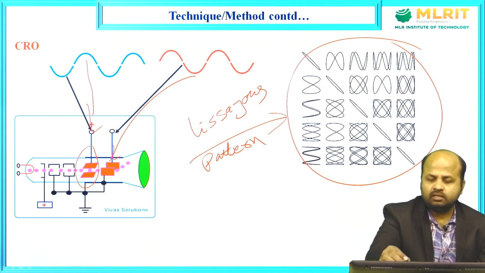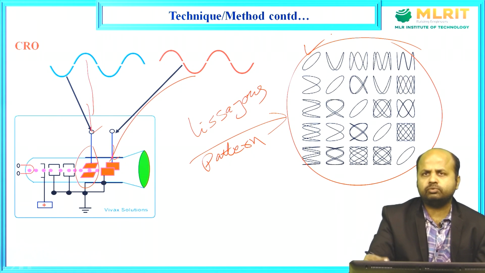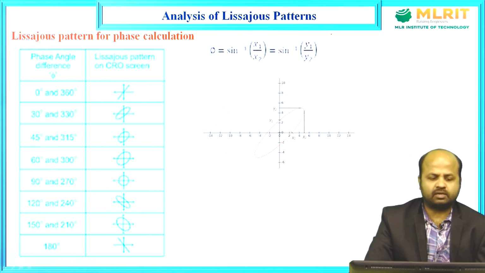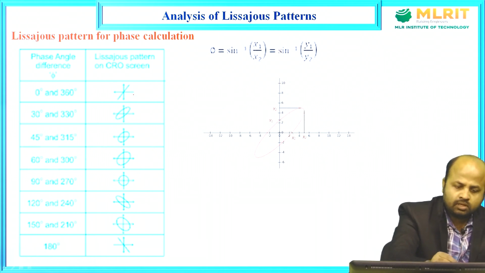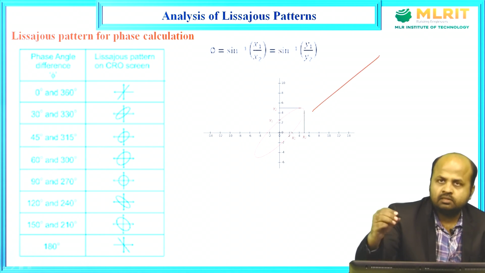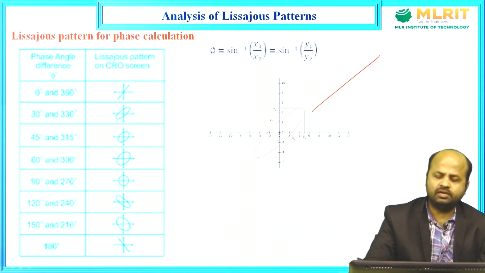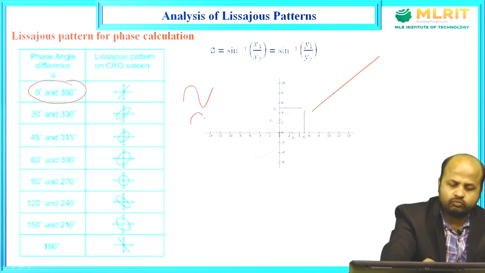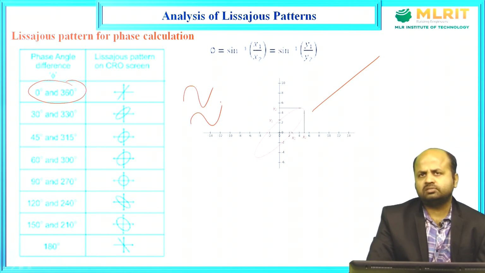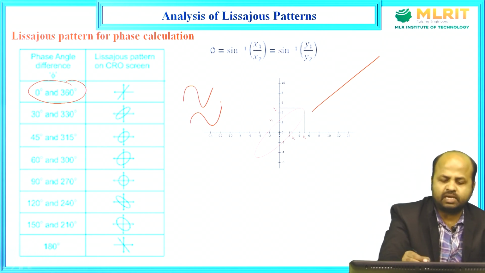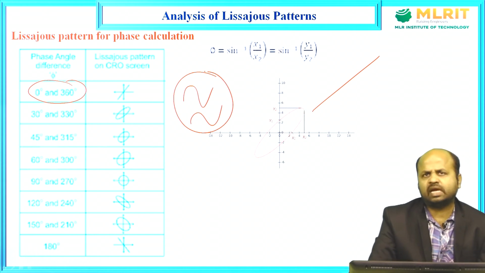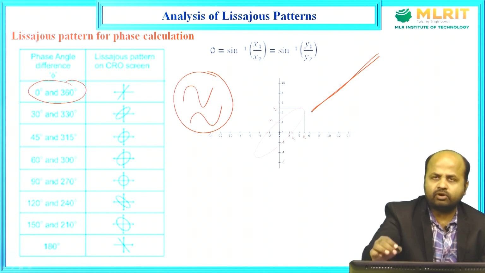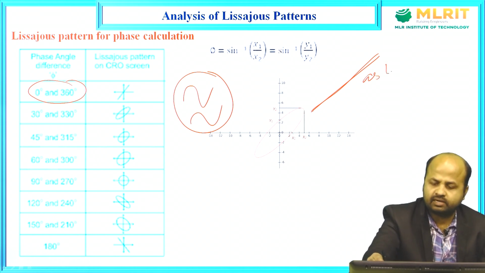Each pattern has a certain meaning, which we will discuss. Here we can see the meaning of each pattern. Suppose you are getting this linear line. It means that the phase difference between the two sine waves is either 0 degree or 180 degree. So in this way we can assume that the phase difference between the two sine waves is 0 degree if we get a straight line or a line at 45 degree as a Lissajous pattern.